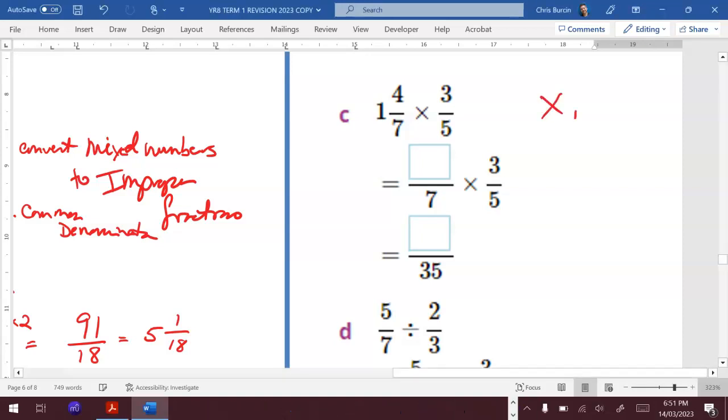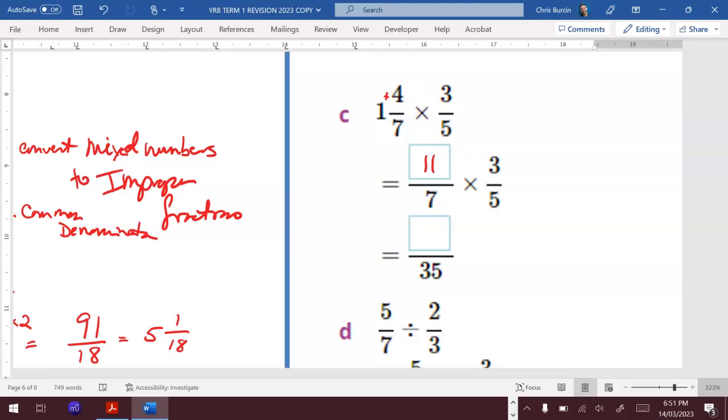Righto. Now when we are multiplying or dividing, then it's really straightforward. We just multiply straight across, but aha! We need to do a couple tricks first to make sure that what we're doing is actually going to work. So again, we don't want any mixed numbers. So we're going to do 7 times 1 is 7, and then add 4 to that, and 7, 8, 9, 10, 11. That gives us 11 sevenths.